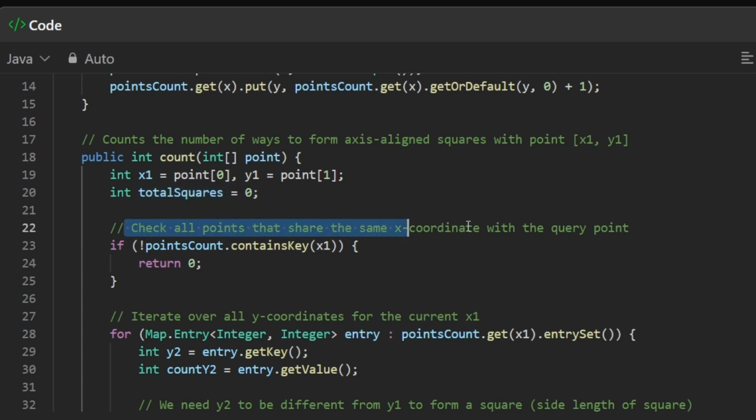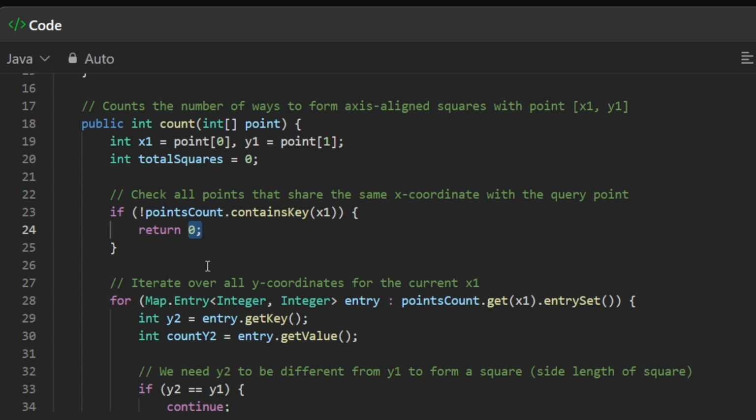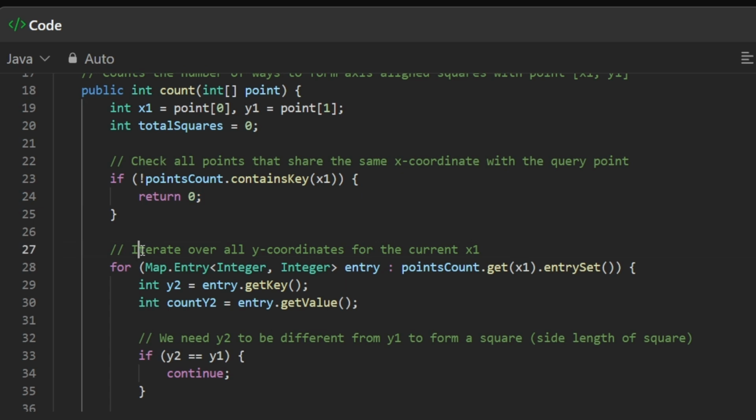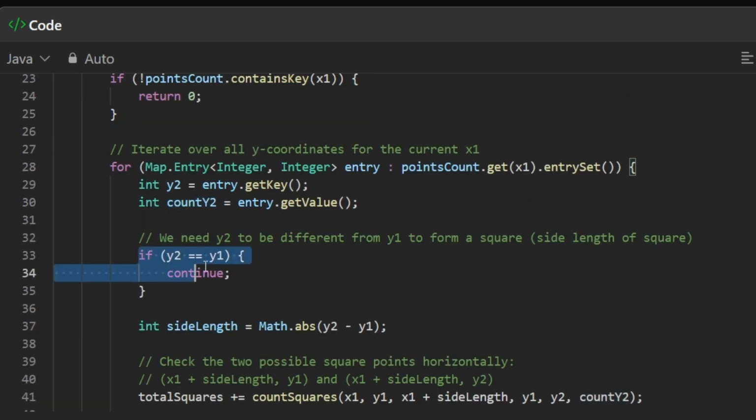Now the very first thing that we need to check is whether our hash map contains any other value that is on the same x coordinate as the given point's x1 coordinate. If we don't have any values, we can directly return 0, that's it. But if we do have a bunch of points on the x coordinate, then for each one of them we'll have to do the following: we would find what the subsequent y values are. We will also see what the frequency of that xy combination is. We would check if y2 is equal to y1, which means we are at the same point that we are already given, so we can ignore that.